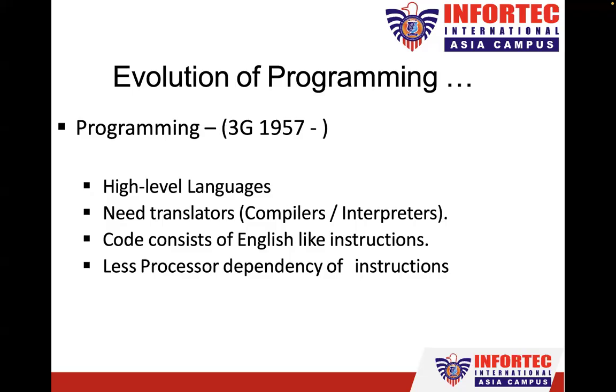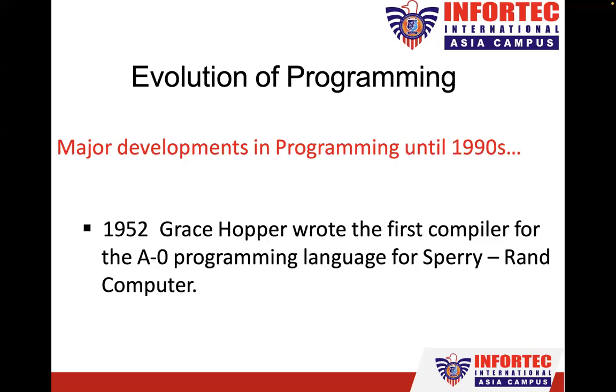Those are the new things that happened in the third generation. And then in 1952, Grace Hopper wrote the first compiler. A compiler is the thing that we use to convert our language into machine language. As I told you at the very beginning, your computer can't understand human language, our words. So we have to translate our words into understandable zeros and ones. That part is done by the compiler. So the first compiler was introduced in 1952 by Grace Hopper.